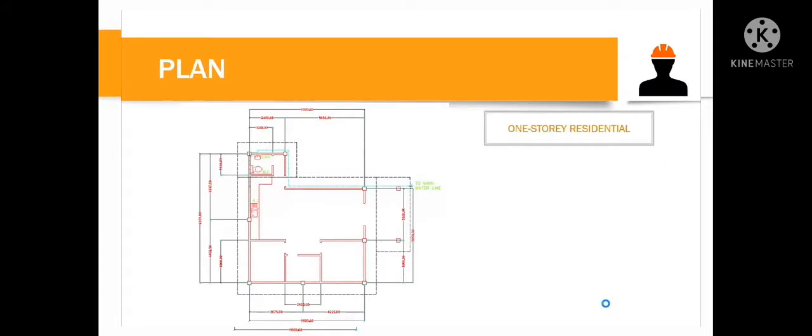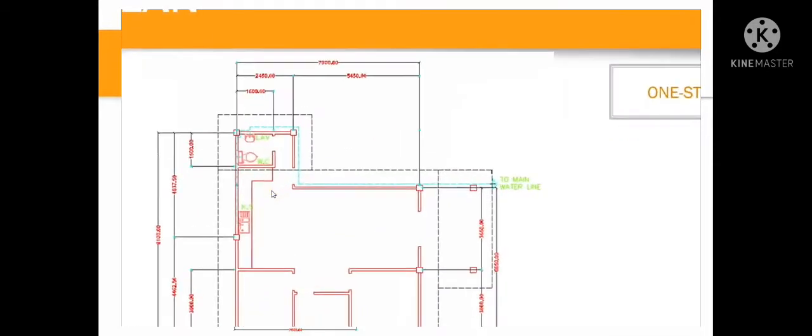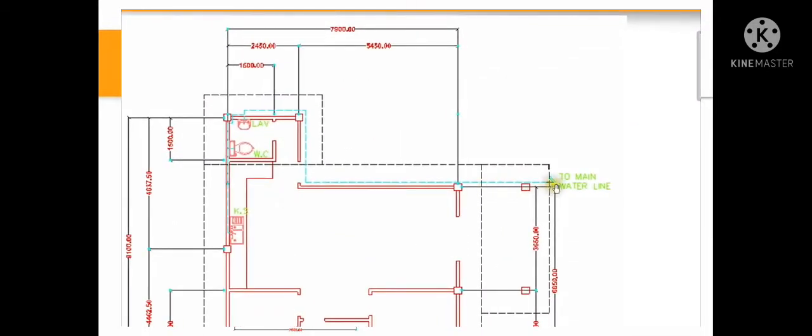Now, as you can see, this is a sample of a plumbing layout. This is attached to the plan. When you apply for a building permit, the plumbing layout should be attached as one of the requirements. In our plumbing layout, we have this blue line. This is the water supply pipe, coming from the water main, and it goes to our fixtures.